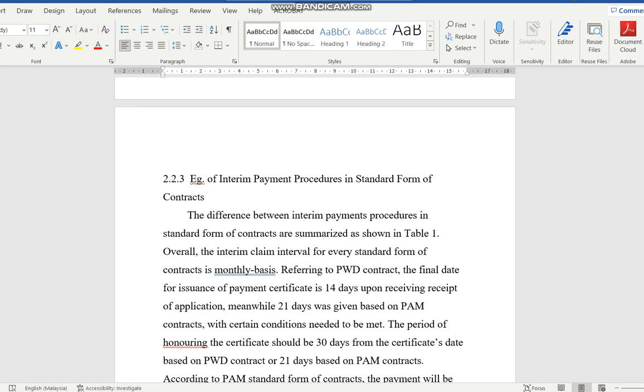I think that basically sums up money matters. I will show you some of the terms and clauses in the PWD form, the JKR form of contract, in the same notes. Then you will see what is said in those areas.